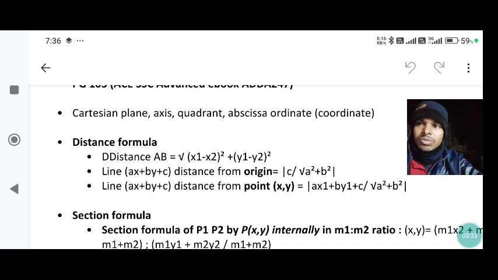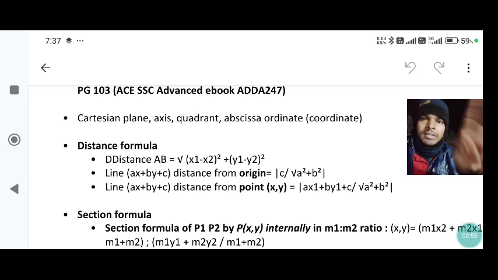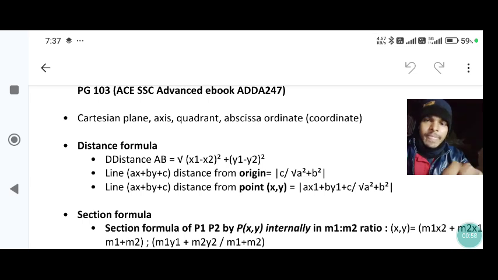The points we should know: Cartesian plane. The plane of xy axis, the complete plane of xy axis, is the Cartesian plane. The axis is the horizontal and vertical line, where the horizontal line is the x-axis and the vertical line is the y-axis. The quadrant: any of the four parts of the Cartesian plane is a quadrant. Abscissa is the x-axis and ordinate is the y-axis, which meet to form a coordinate.